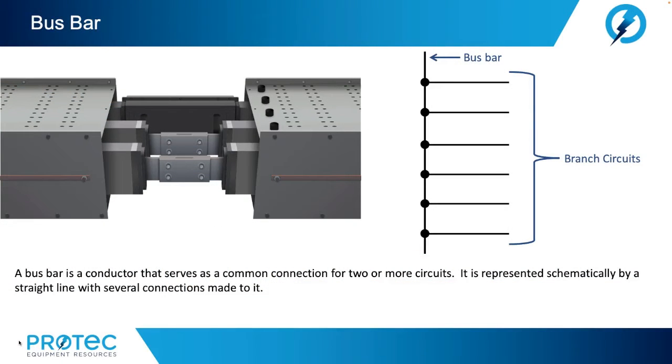A bus bar is a conductor that serves as a common connection for two or more circuits. It is represented schematically by a straight line with several connections made to it. Busway bus bars are made of either aluminum or copper.